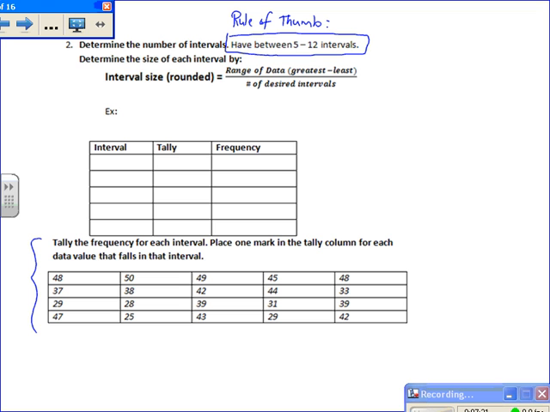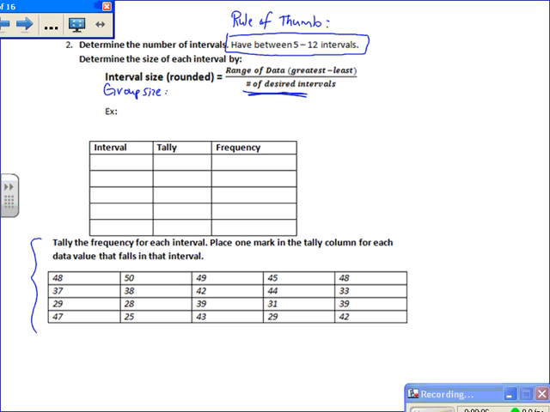You have to decide for yourself, and there's no right answer here. Some people might decide to make 6 groups, some people might decide to make 8 groups. It's just a matter of you making that decision. But a good way to figure out your group size is that it can be determined by taking the range of your data, so looking at the spread, and dividing it by the number of intervals that you'd like to have.